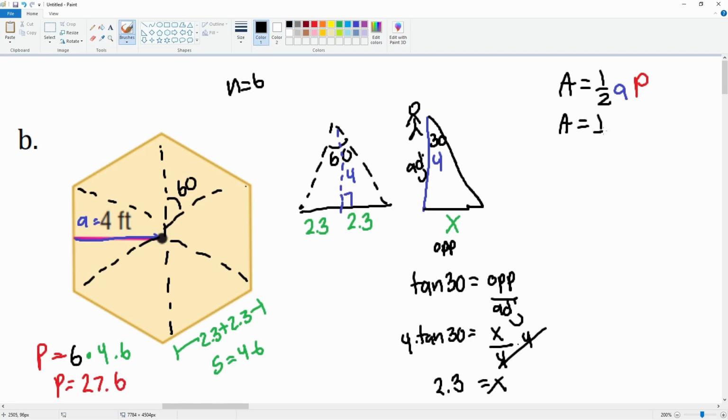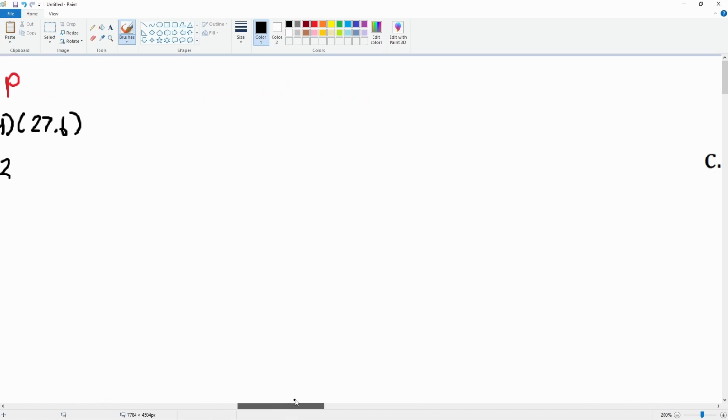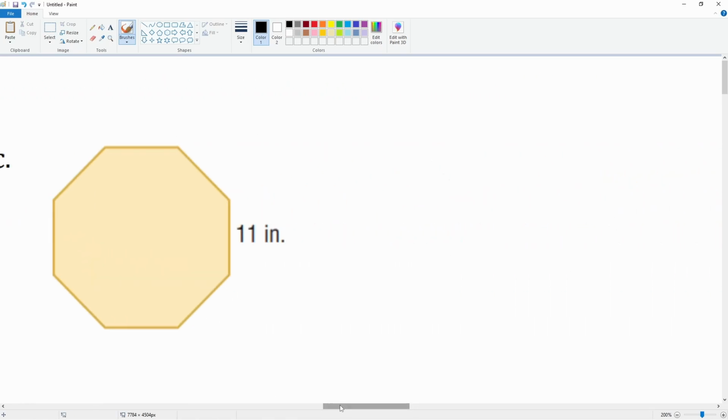Area is equal to 1/2 the apothem, which is 4. We know the perimeter is 27.6. 1/2 times 4 times 27.6. So the area here is equal to 55.2. Right?